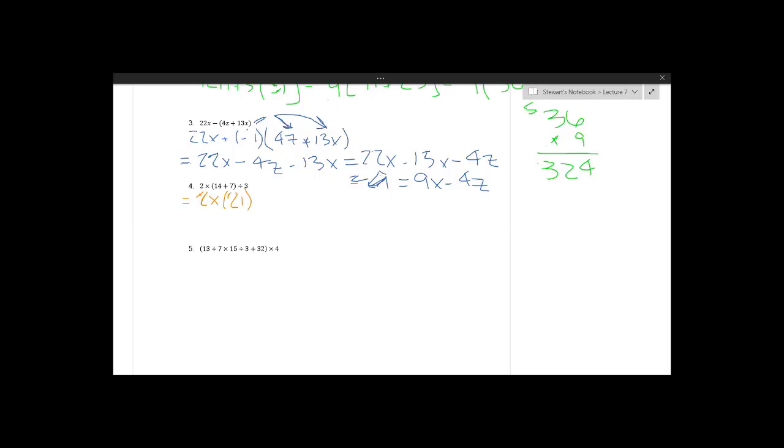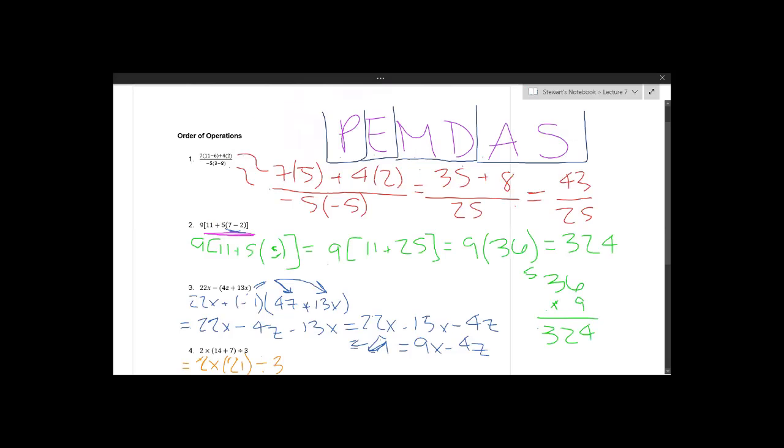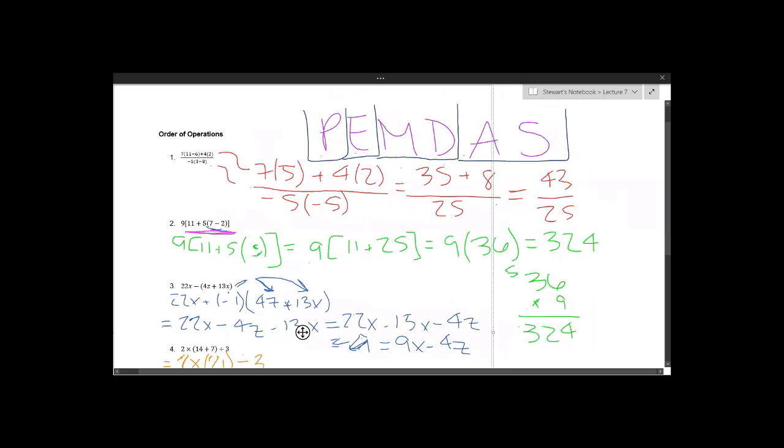Times 21 divided by 3. Well, the 21 is just a single number now, so we can drop the parentheses. So we can have 2 times 21 divided by 3. Okay, so here's the situation like I was talking about before. Multiplication and division aren't separate from each other. One isn't more important than the other in terms of the order. So we apply the convention.